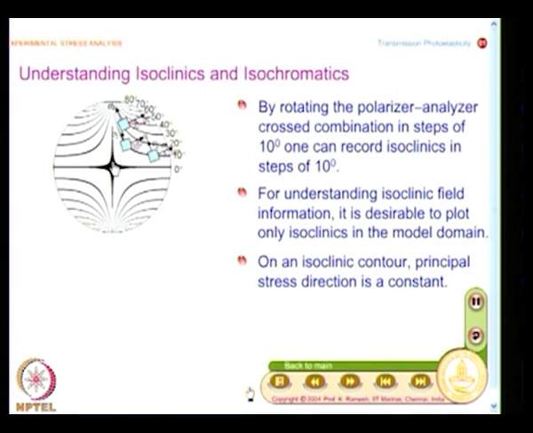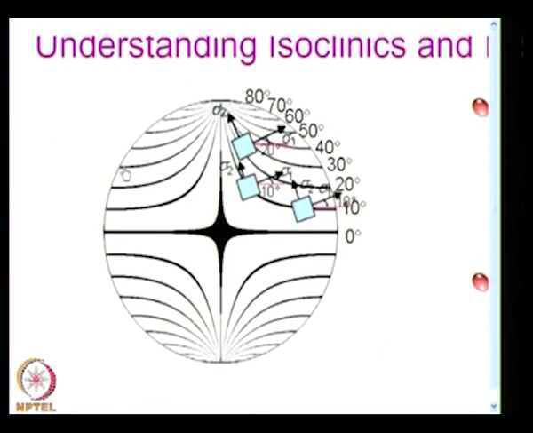And what is shown here is an isoclinic which is labeled as 10 degree isoclinic. What you find here is that sigma 1 and sigma 2 can have different magnitudes, but their orientation remains constant in this isoclinic. And if I go to a 20 degree isoclinic, the angle becomes 20 degrees.